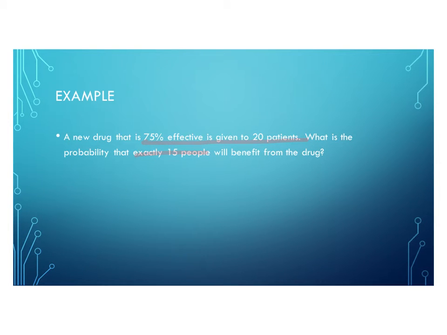Okay, so first check. Do we have 2 outcomes? Yes. The drug is either effective or guess what? It's not. We have independence, right? Is it safe to assume patients are independent of one another? In this case, yes. And what is the probability of success? Well, it's 0.75. And is it constant? We're assuming for the population. Yes. And do we have the number of fixed trials? Yes, we have 20.